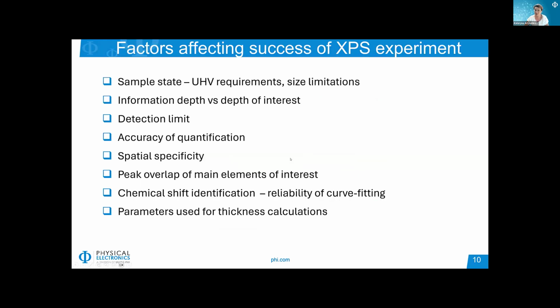What are the factors affecting the success of an XPS experiment? By no means does this cover all of the factors. There is not enough time to cover all of them in one webinar. But these are some of them that I would like to address. First is the sample state, then the relationship between the surface, or the part of the material that defines the function, and information depth, detection limit, how accurate your quantification is, what area of the sample you really need to analyze, and how to handle overlapping between different peaks. One of the most challenging, probably, is chemical shift, and also some of the effects of parameters used for thickness calculations.